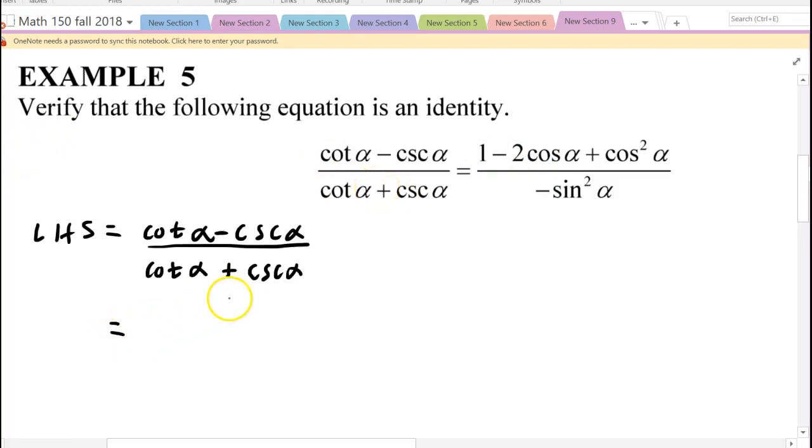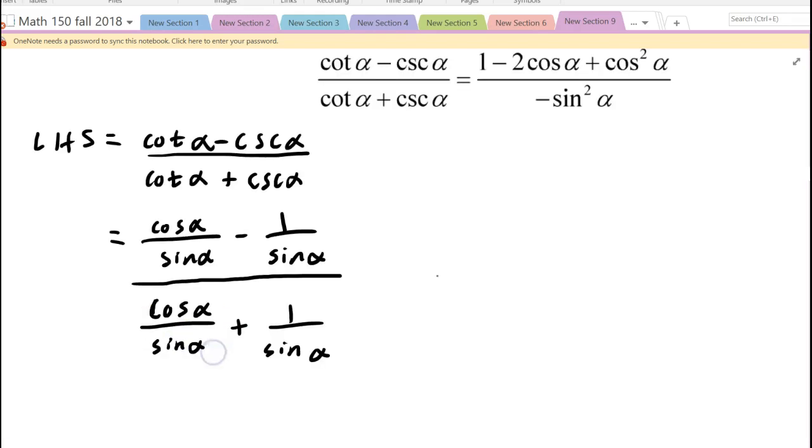So we're going to write everything in terms of sines and cosines first. So that will be cosine alpha, sine alpha. And then we're going to clear the fractions. So the LCD of all the fractions would be sine alpha. So we're going to multiply numerator and denominator by that.